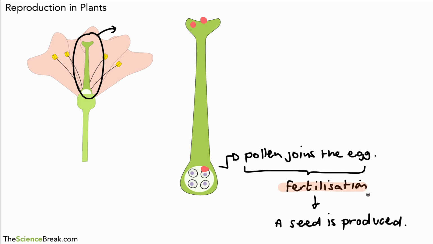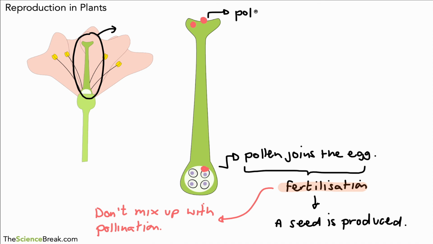Fertilization is when the pollen joins the egg. Really important not to mix this up. So don't mix this up with pollination, which is different. Don't mix fertilization up with pollination. Pollination is when we transfer the pollen from the anther to the stigma. Fertilization is the joining of the pollen and the egg.